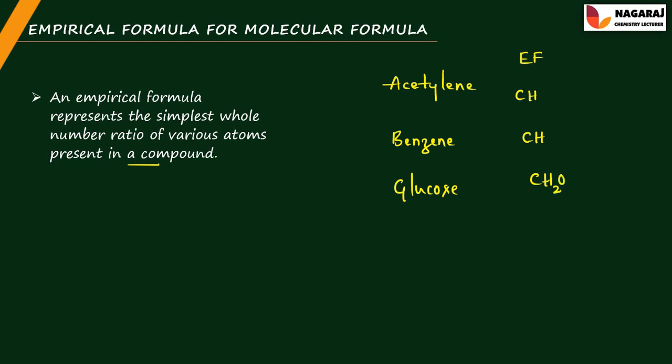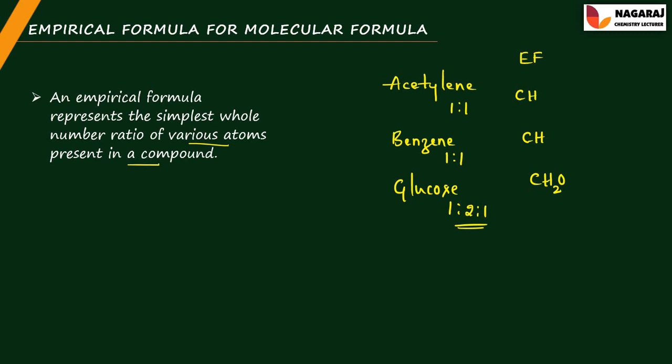So what is the empirical formula? It just indicates the simple whole number ratio of various atoms present in the compound. That is, the ratio of atoms in acetylene is 1:1, that is 1 carbon and 1 hydrogen. In the case of benzene also, the ratio of carbon and hydrogen atoms is 1:1. And in the case of glucose, the ratio of carbon, hydrogen and oxygen is 1:2:1. So that is the empirical formula of glucose.